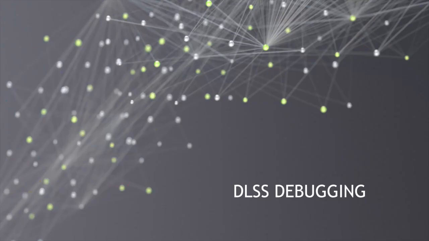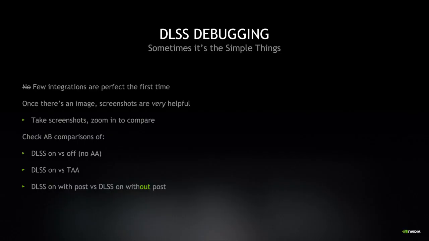Unfortunately, not all integrations work first time. So to debug an integration, there are some very simple things you can do. First thing is get an image on the screen. That might sound a little silly, but that's a big first step, and you're well on your way to getting DLSS working once you've got that. Then after that, it's the simple things. Just take some screenshots. Take a screenshot with DLSS on versus off, turn some post-processing on and off, look for differences, look for problems that might come up, and do A/B comparisons.